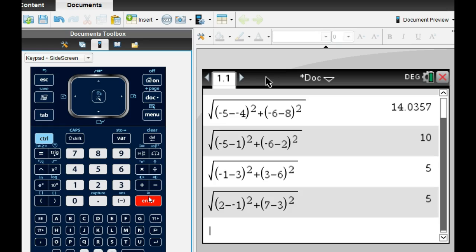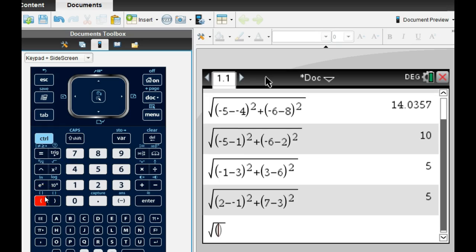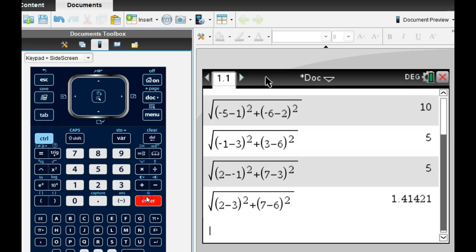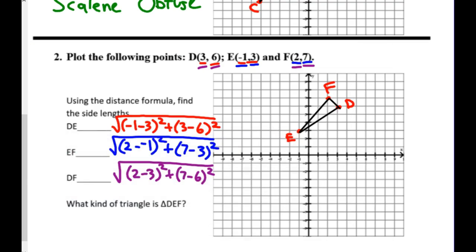Turns out they are. Last one, square root, parentheses, 2 minus 3 parentheses squared, plus parentheses, 7 minus 6 parentheses squared. We get 1.41. The 4 does not make it round up. So we got 5, 5, and 1.41. So let's label it. 5 for DE, 5 for EF, and 1.41 for DF.